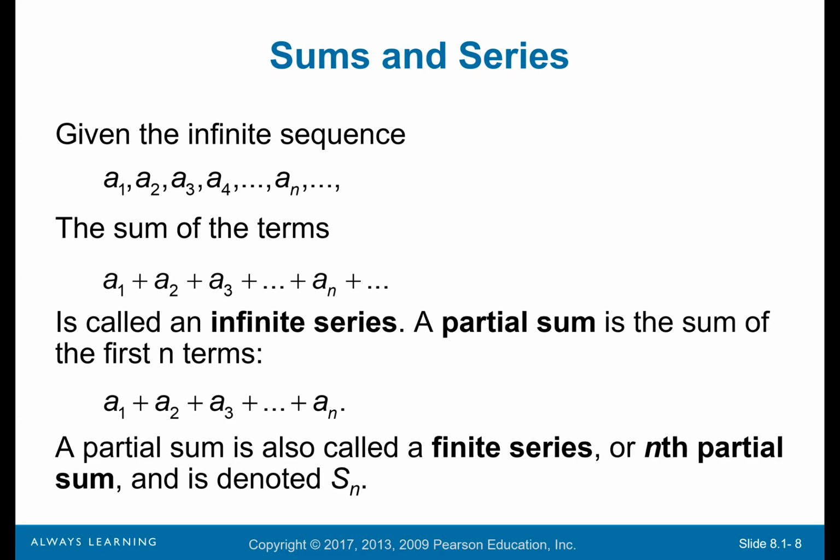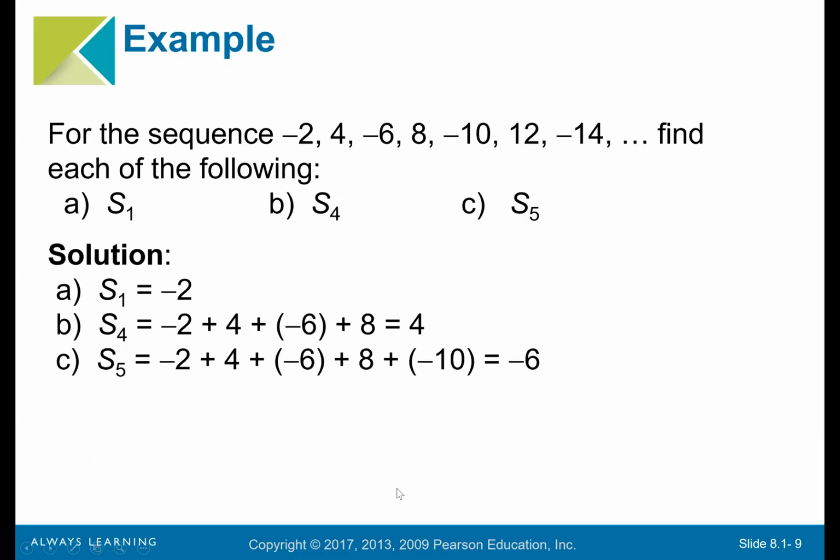A partial sum is the sum of the first n terms. So you might say, what is the sum of the first 100 terms? A partial sum is also called a finite series or an nth partial sum. Where we use A for individual terms and N for the number of terms, we use S for the sum of the terms. So S sub N means the sum of the first N terms. That's just a little bit of the notation that we'll be using.